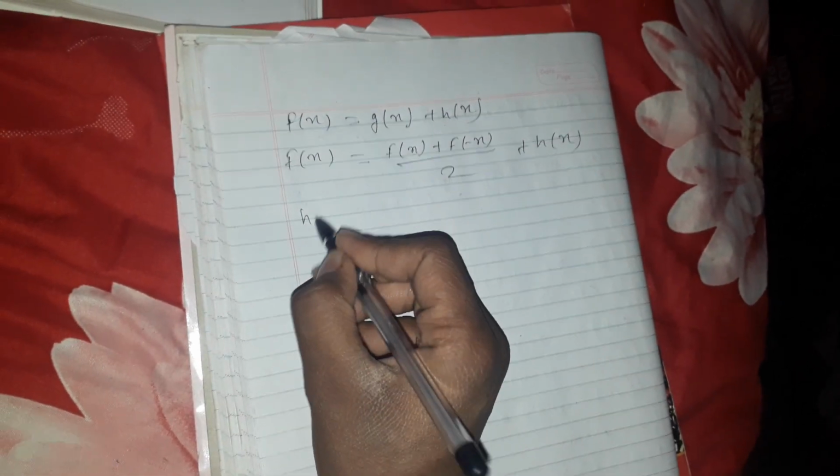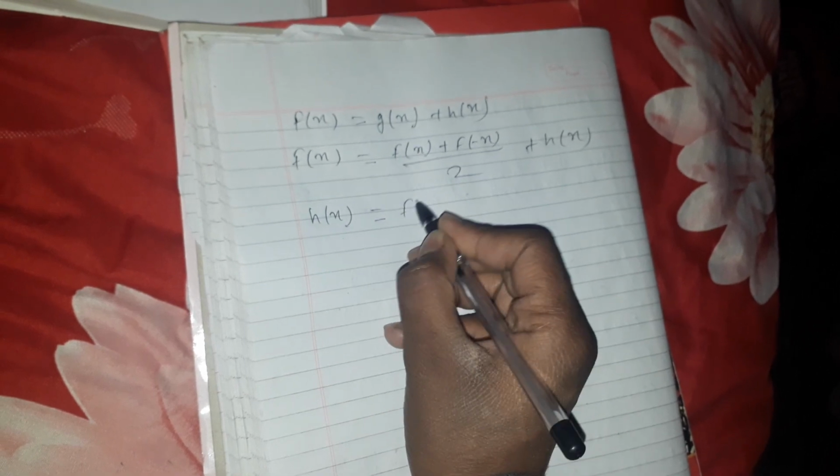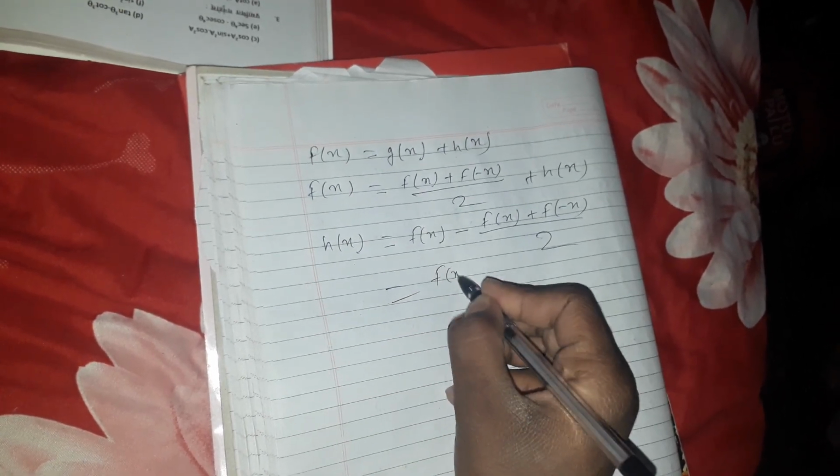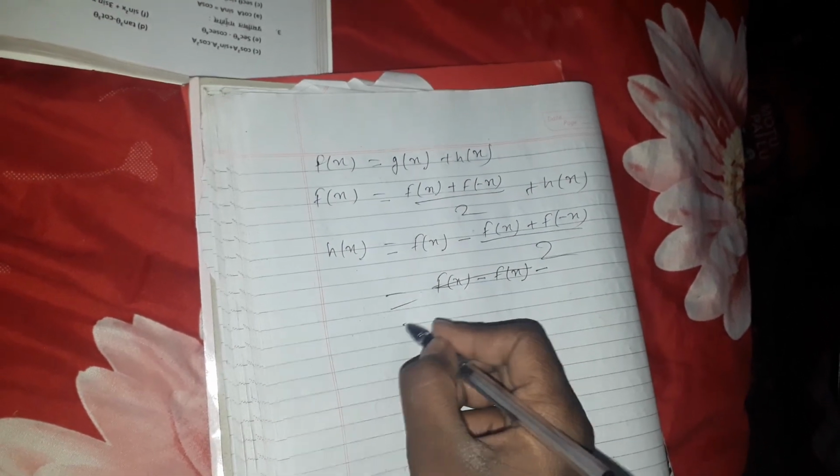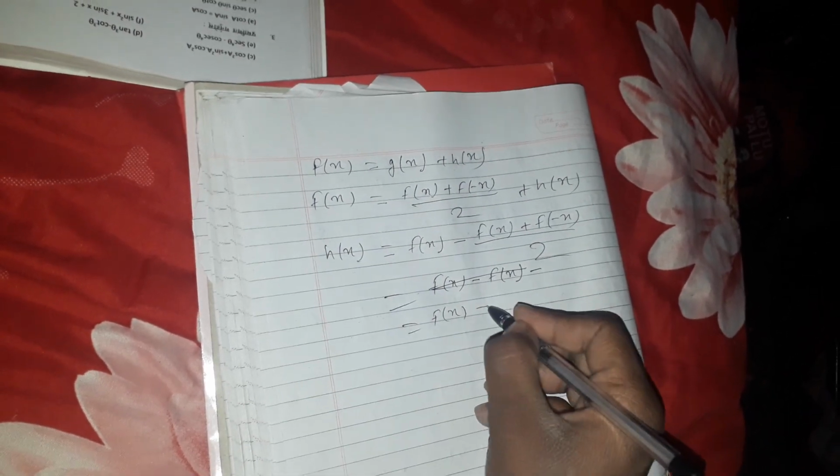Now from this we can calculate what h of x is. So h of x will be f of x minus [f of x plus f of minus x divided by 2]. So this is all minus. If we subtract this from f of x, we'll get f of x minus... wait a minute, I'm wrong. You'll get f of x minus f of minus x divided by 2.